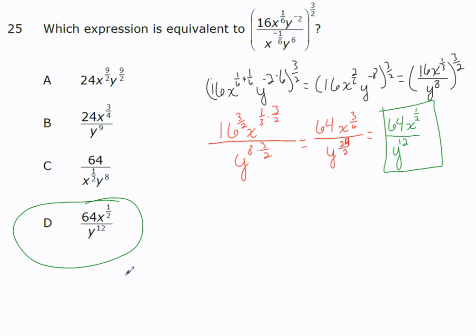Once again, you can do this one several different ways. This is just the route that I took this time. I think I've done it different every single time.